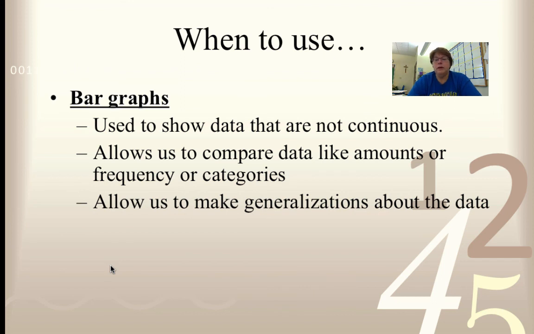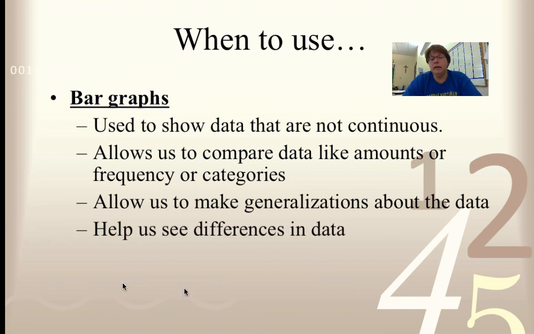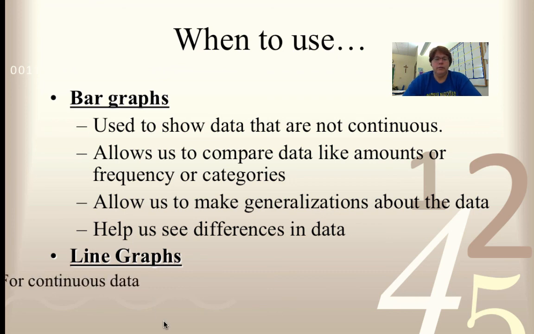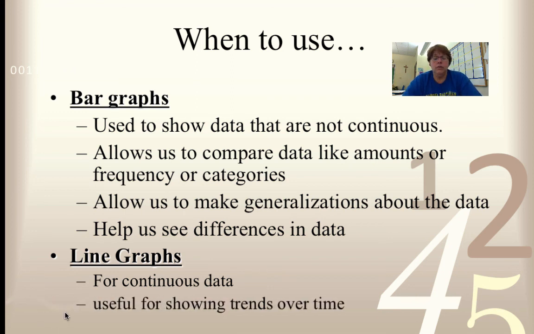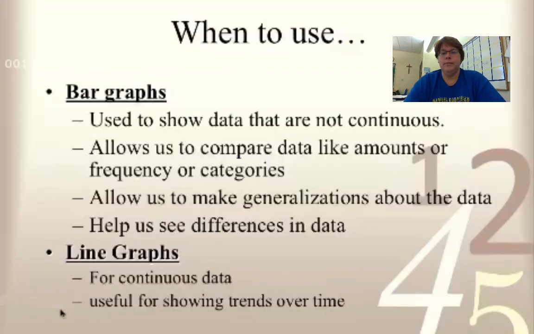It also allows us to make generalizations about the data. What does that mean? That means that when we look at it, we can pretty much say, oh, everybody's favorite animal is the cat. And it helps us to see easily the differences in the data that we collected, the information, the numbers. Okay, line graphs. Line graphs are for continuous data, data that changes over time, like every single day for a month, or every single day for a week, or every minute of every hour. And it's useful to show trends over time.